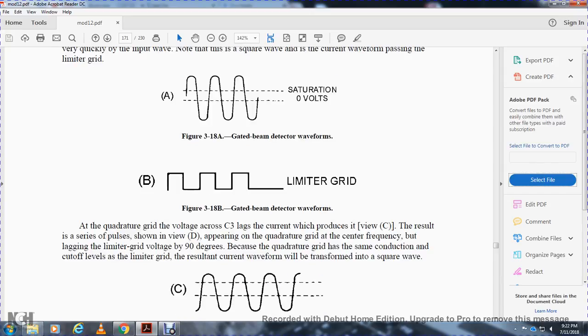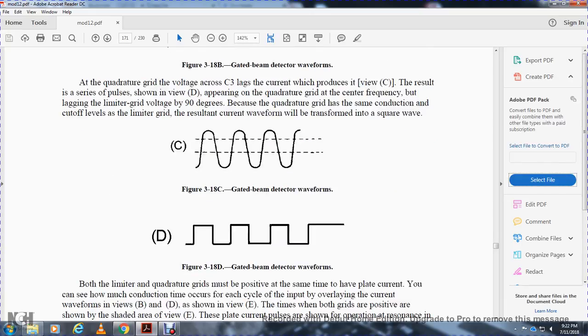The gated beam detector waveforms in the limiter grid are shown. The quadrature grid voltage across capacitor 3 lags the current, due to the series resonant circuit, as shown in view D. At the center frequency, the quadrature grid voltage lags the limiter grid voltage by 90 degrees. Because the quadrature grid has the same conduction and cutoff limits as the limiter grid, the resonant current waveform is transformed to a square wave.